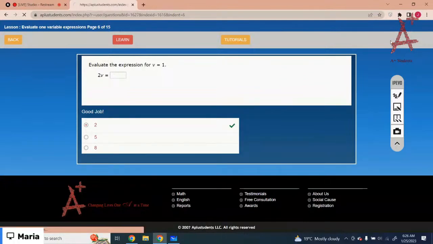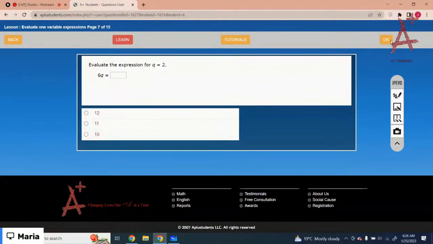Very good. Okay, the next one is evaluate the expression for q equals 2. So you have to replace the q with 2. So it would be 6 times 2, and 6 times 2 equals 12. Got it? So the correct option is, very good, 12.